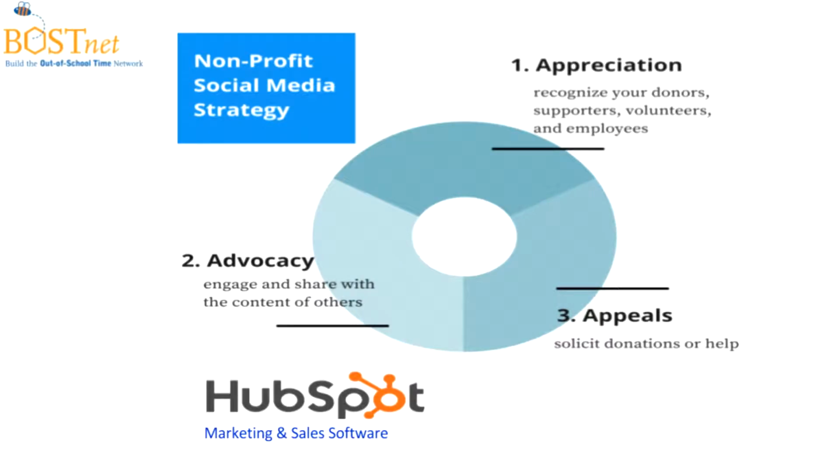Here we have a picture from HubSpot, marketing and sales software, looking at nonprofit social media strategy. So it shows that these different areas, the 3 A's, can be broken down into 3 pretty equal parts, where you're having one section that's really about appreciation, thanking, recognizing your donors, supporters, volunteers, and employees. A section where you're engaging and sharing the content of others, and then another section where you're soliciting donations or help. So this is kind of a different strategy to look at.